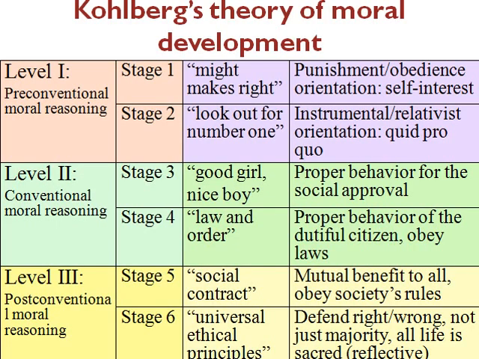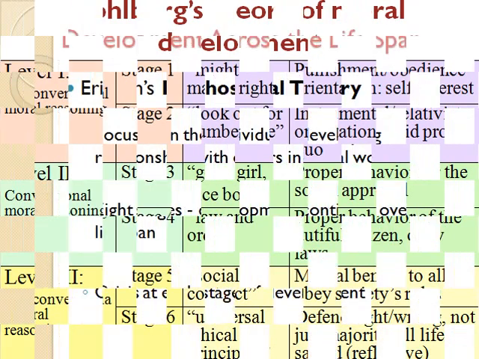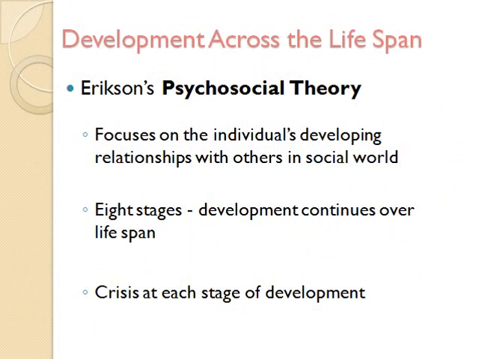Development across the lifespan. Erikson's psychosocial theory focuses on the individual's developing relationships with others in the social world. It has 8 stages, where development continues over the lifespan. In this theory, you will find all the 8 stages of human development. And crisis: there are certain ups and downs, certain critical conditions under each stage. So this theory focuses on all these crises at all 8 stages which a human being definitely comes across in this life.